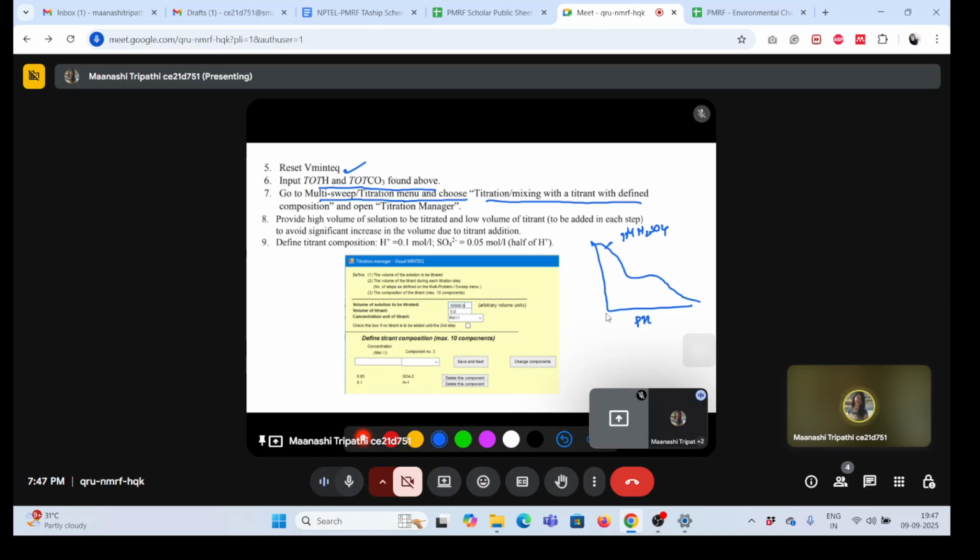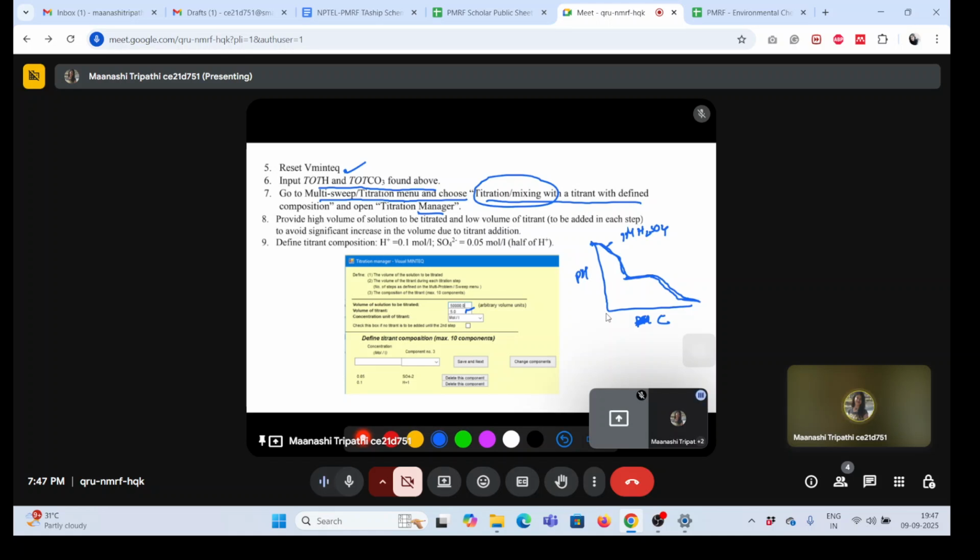Here the reduction in pH was fast. Then pH will be on this side, and this is concentration. Then there was some buffering, then it was fast again, then some buffering. So this problem is similar to a titration mixing problem, from the titration manager. When we are solving it manually, we can give one or two steps, but here we can give multiple steps. Volume of titrant is 5, and volume of solution to be titrated is 50,000.